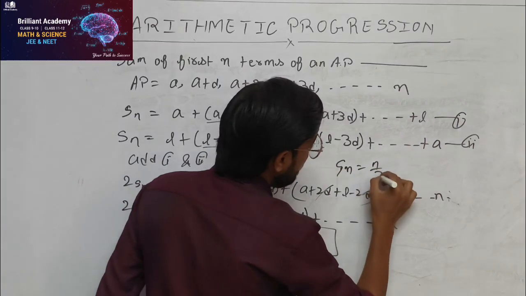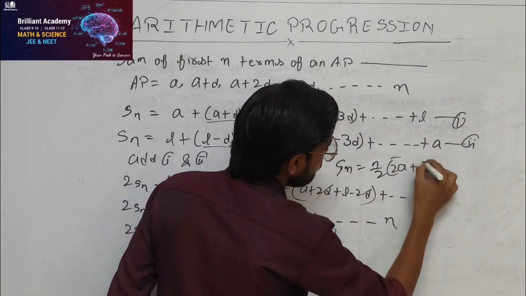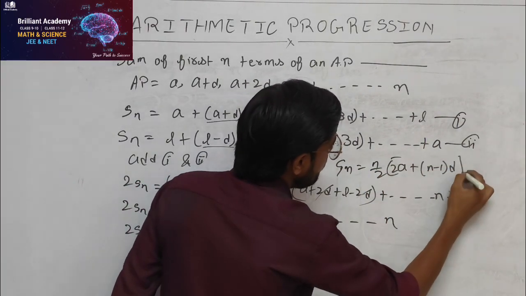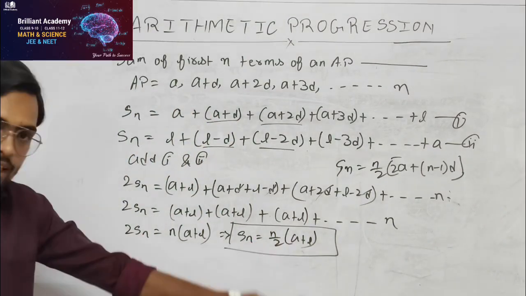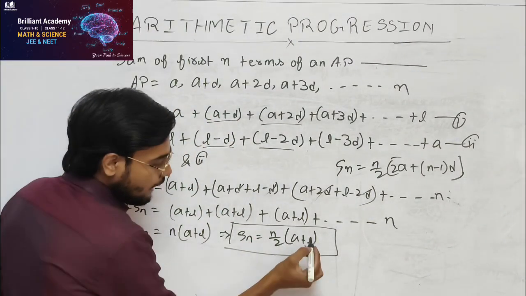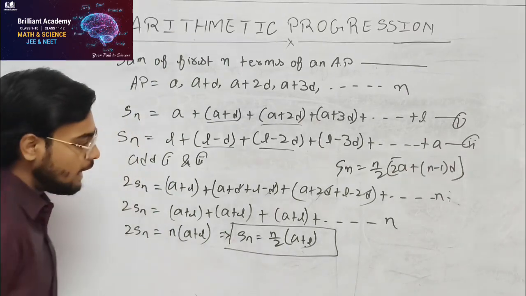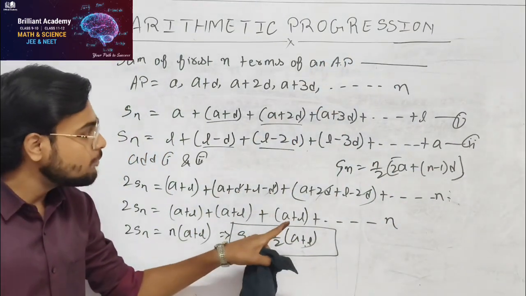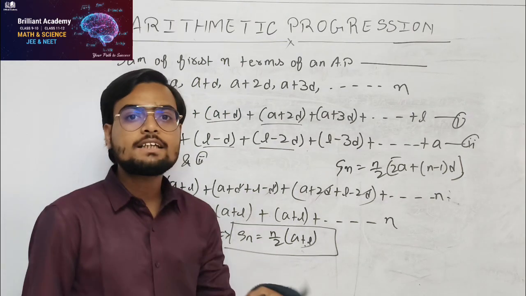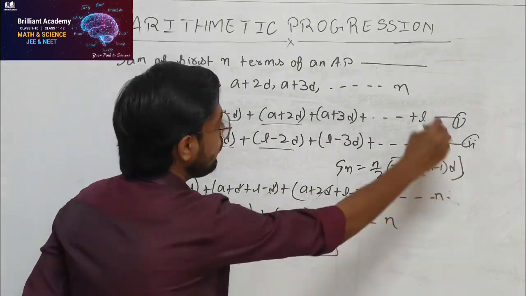Sn is equal to what? n by 2 (a plus (n minus 1) into d). This is our formula. We get Sn equal to n by 2 (a plus l). Now in place of l we substitute one formula. l is what here? l is the last term.